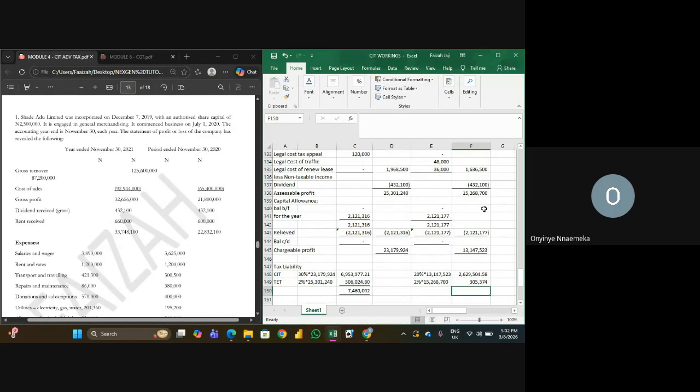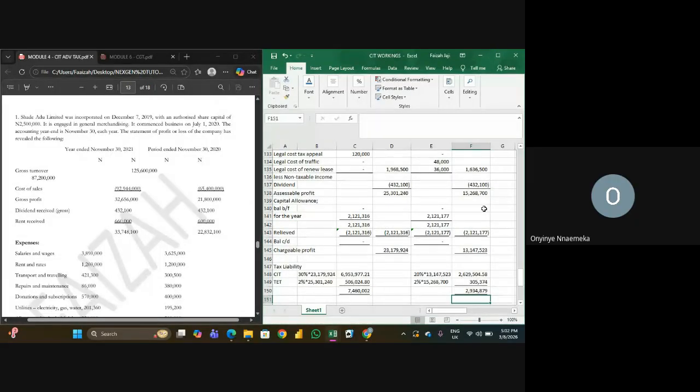So guys, quick question. Are we computing minimum tax for Shadi Adu? No, ma'am. Why? Because the company is not up to 4 years. It's not up to 4 years after incorporation. All right, that's correct. Okay, so that's all. I guess this will be our last question for CIT. You guys should go and read more on CIT.